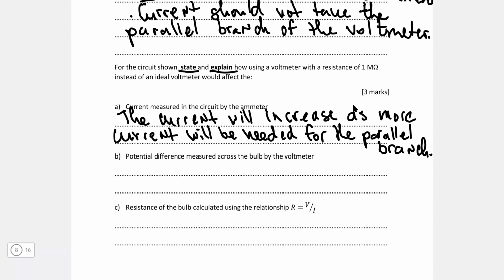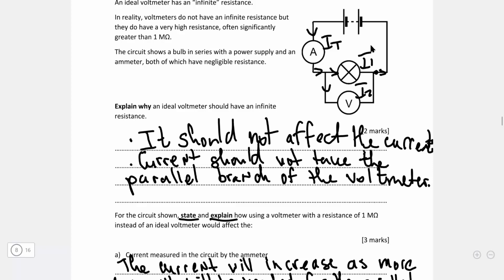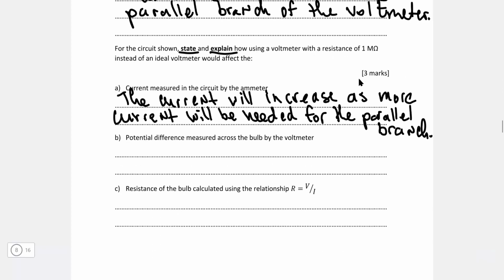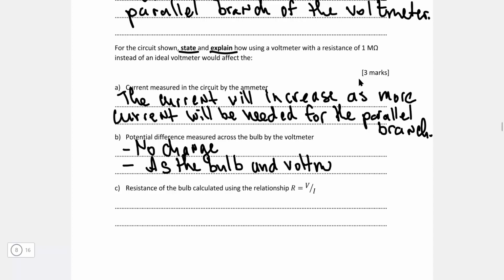Okay, B, the potential difference measured across the bulb by the voltmeter. Well, they're in parallel, and therefore the voltmeter reading will not change. So I'm going to say that there will be no change to this. This is the state part of the question, as the bulb and the voltmeter are in parallel.